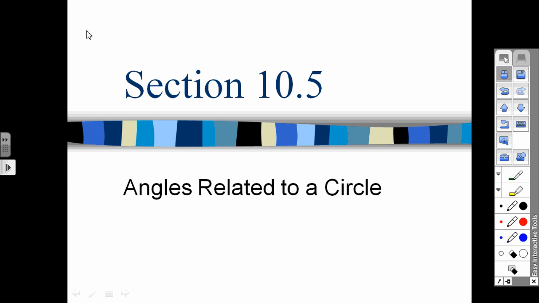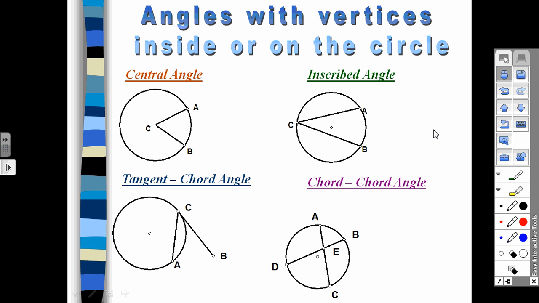So section 10.5, we're going to talk about all these angles that are related to a circle. And what you're going to get are a bunch of formulas that you guys are going to have to remember. So this is time to put that memorization technique to work.